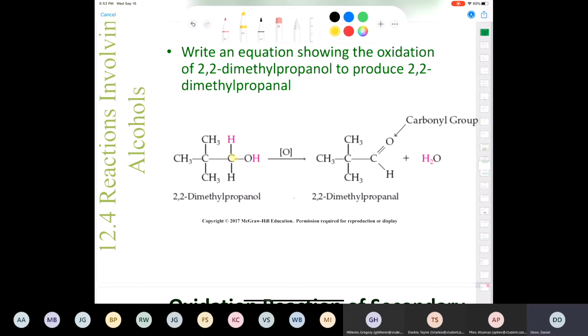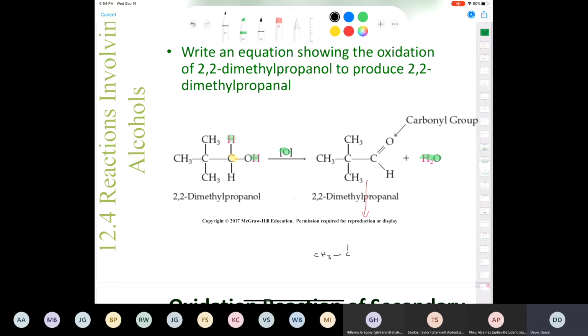Here's your carbonyl carbon. Remember, you're going to combine 2 of the hydrogens and oxygen from the oxidizing agent to make H2O. And then you're going to form a double bond between the carbon and the oxygen. That's this double bond right here. The thing about this reaction is that usually an aldehyde will keep reacting. It's kind of like a runaway train, and it will keep reacting, and it will form a carboxylic acid.